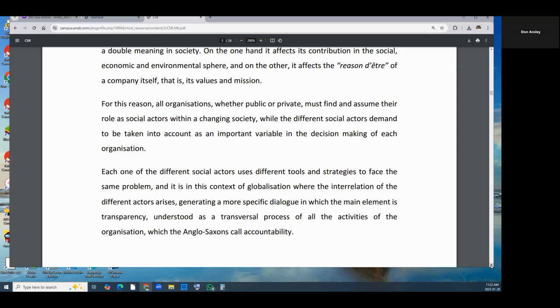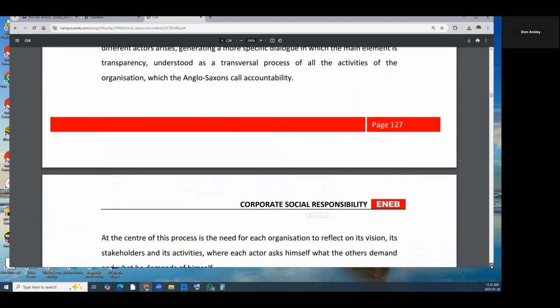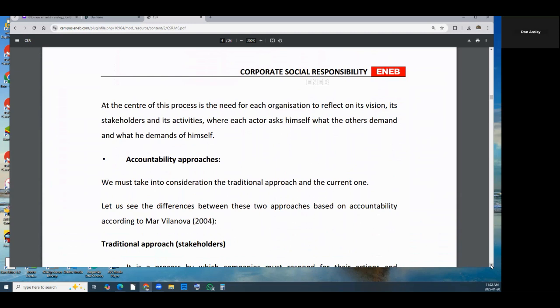And in this context of globalization, where the interrelation of the different actors arises, generating a more specific dialogue in which the main element is transparency, understood as the transversal process of all activities of the organization, which the Anglo-Saxons call accountability. At the center of this process, the organization needs to reflect on its vision, stakeholders, and its activities, whether each actor asks himself what the others demand and what he demands of himself. Accountability approaches: we must take into consideration the traditional approach and the current one. Let us see the difference between the two approaches based on accountability according to Mar Villanova.